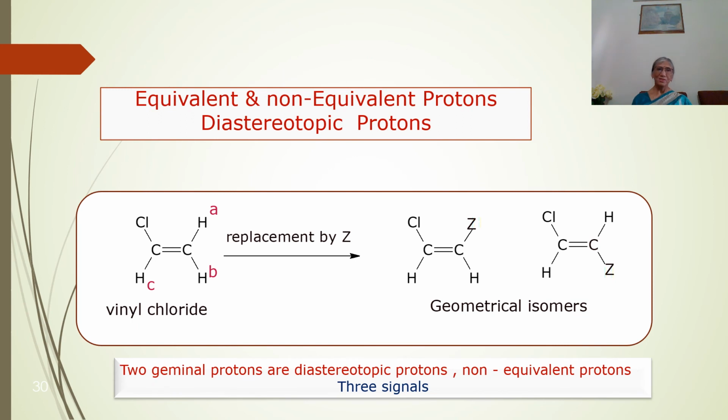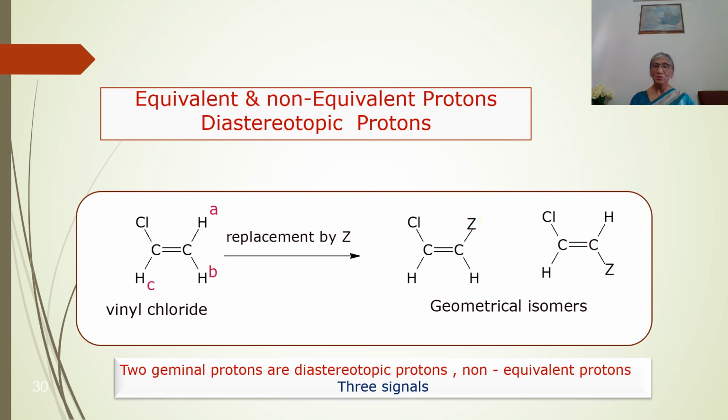This is a very interesting example, vinyl chloride. The NMR spectrum of vinyl chloride shows 3 signals. It means proton A, proton B and proton C are non-equivalent protons. Protons A and B are the geminal protons, and we have to see whether the two geminal protons are equivalent or non-equivalent.